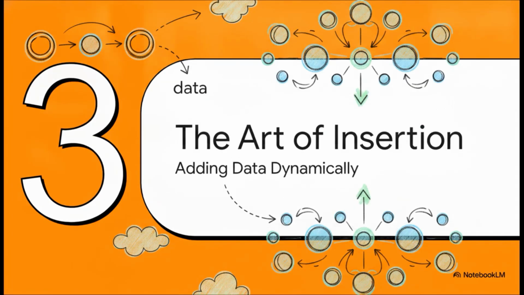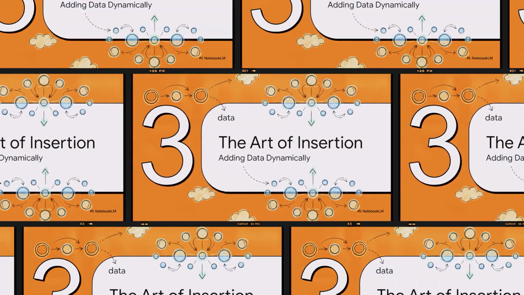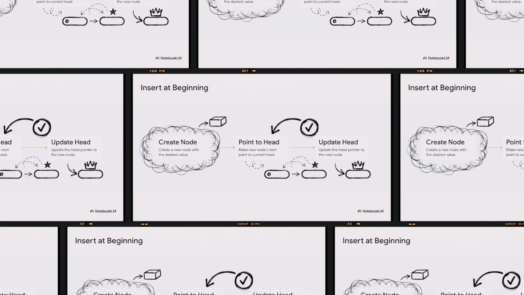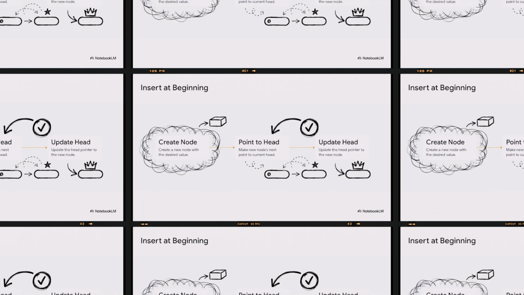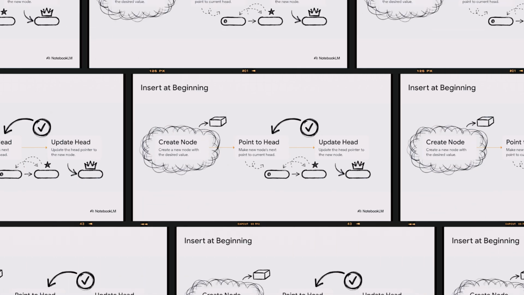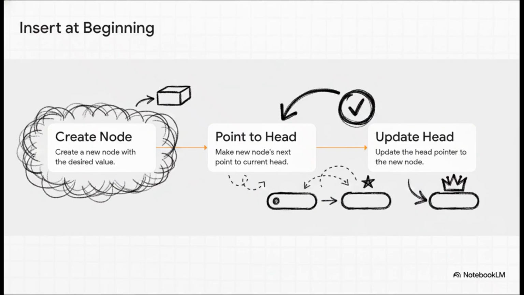Moving on to section 3, the art of insertion. Let's say we want to pop a brand new node right at the very beginning of our list. In C++, this breaks down into 3 pretty simple mechanical steps. Step 1. Create the new node in memory. Step 2. Take this new node's next pointer and point it directly at whatever the current head of the list happens to be. And Step 3. Update the official head pointer so it recognizes your newly inserted node as the true start of the list.